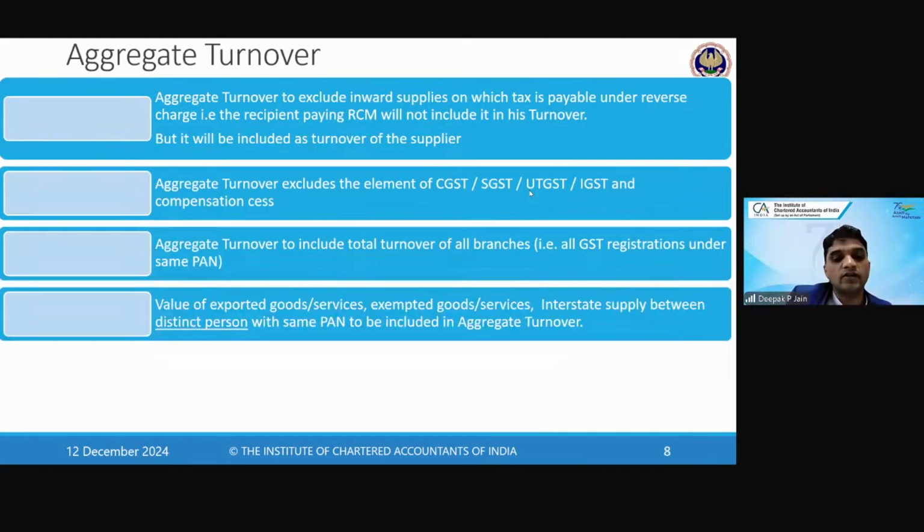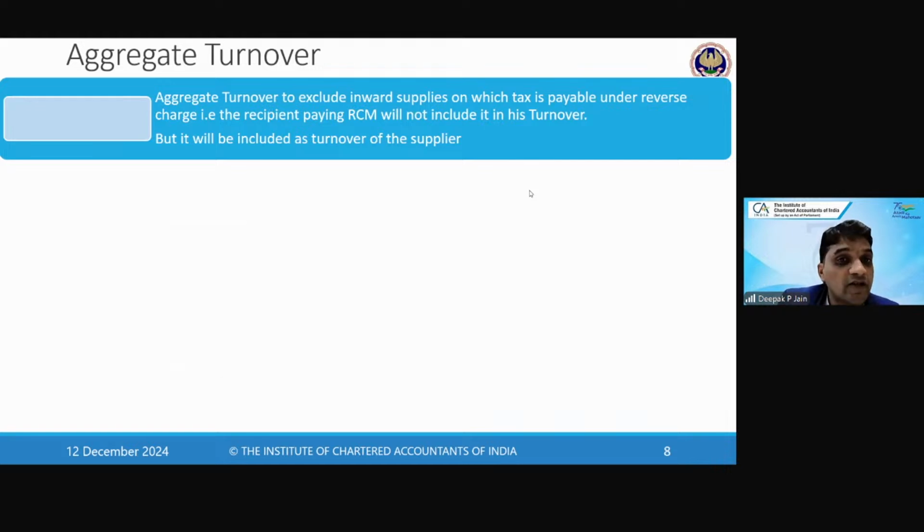Now, what all aggregate turnover values do you have to include? Aggregate turnover excludes inward supplies on which tax is payable under reverse charge. That is, the recipient paying RCM will not include it in his turnover, but it will be included in the turnover of the supplier, which means that if there is an advocate providing services of 30 lakh rupees. Okay. Now, you are the businessman who has taken this 30 lakh worth of services from this advocate.